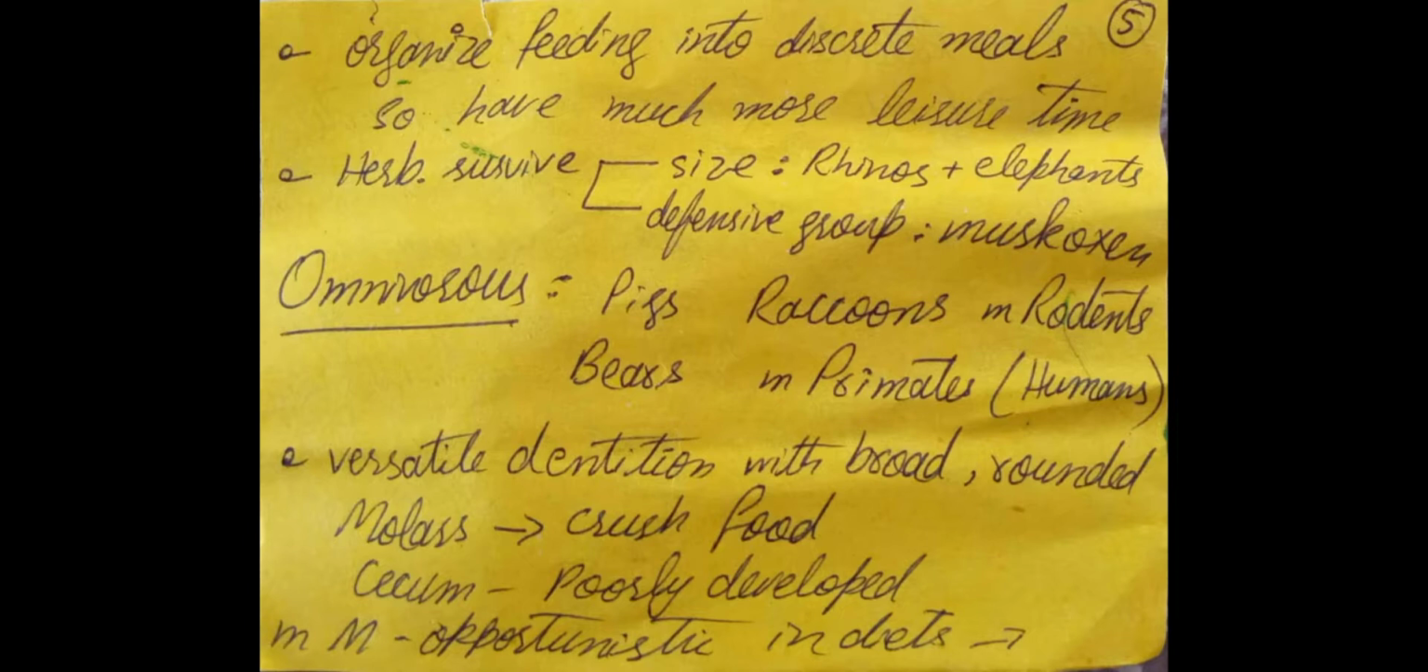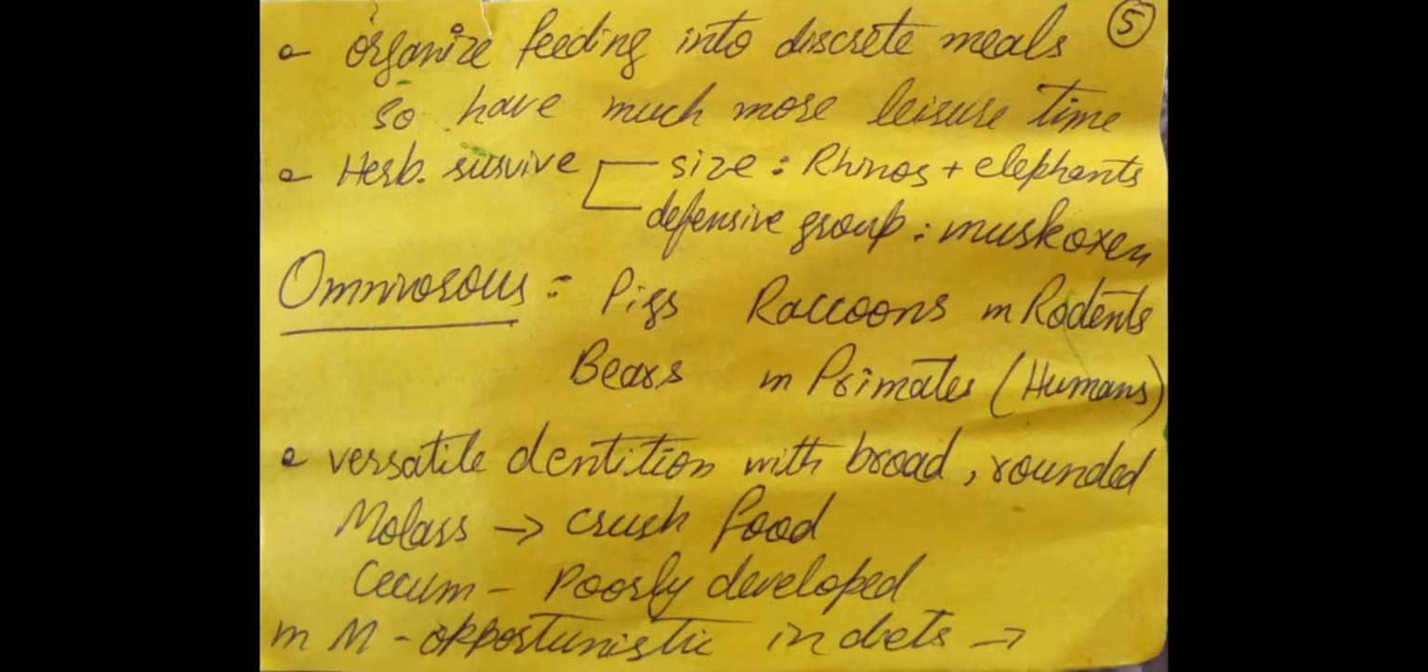As the carnivores' main food items are herbivores, how do herbivores survive? What are their defensive strategies? First, some herbivores survive due to their huge size, like rhinoceroses and elephants. Other mammals form defensive groups, like musk oxen.